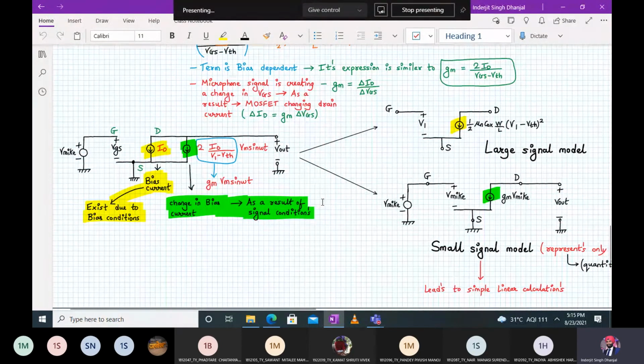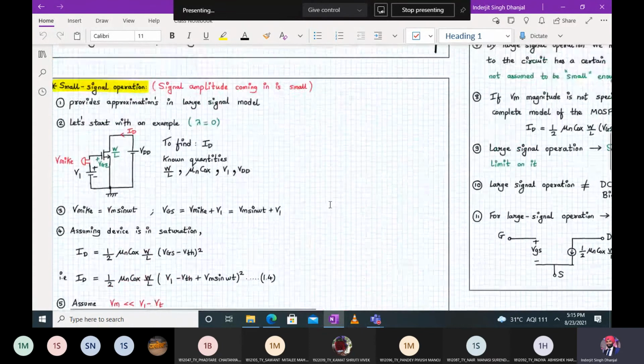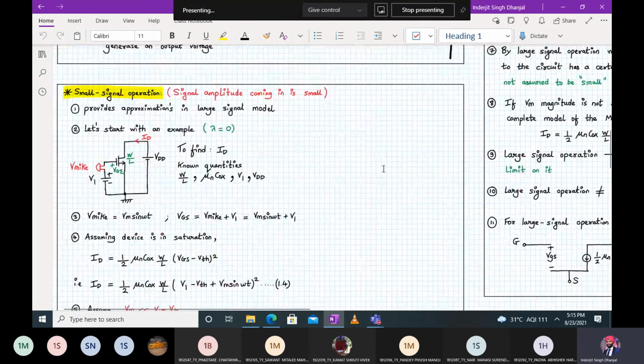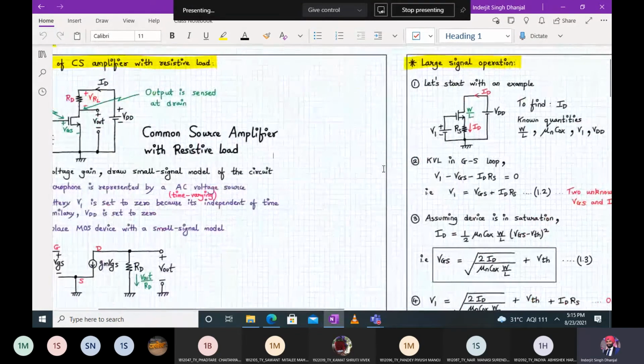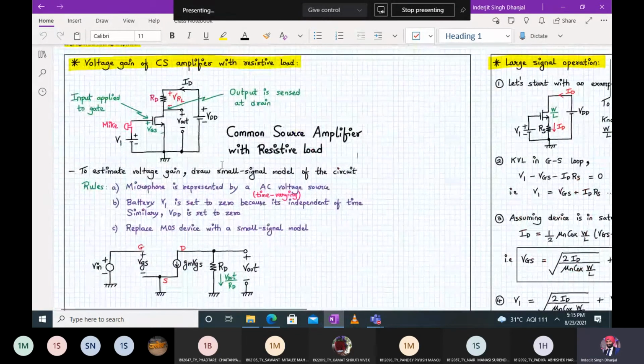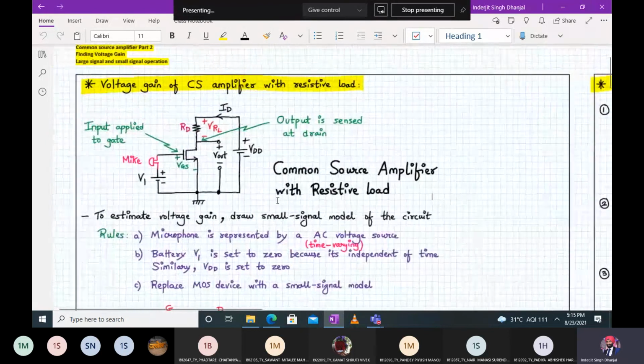Any doubts in this? Okay, so that is all for today's session. We have completed a very important topic, understanding the large signal operation as well as understanding what we mean by a small signal operation. And we have also evaluated the small signal voltage gain for a common source amplifier with a resistive load.